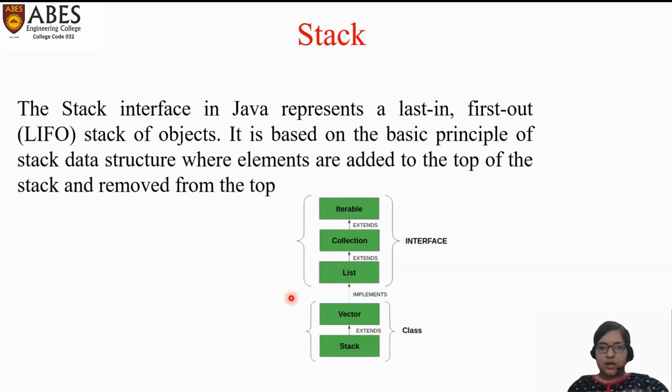here the diagram shows the hierarchy of the Stack class from the Java collection framework diagram. Here, first we have the Iterable interface, then we have the Collection interface, and then we have List. List is extended by the Collection interface, and the Collection interface is extended by the Iterable interface. This is the main interface of our collection framework hierarchy. And here we have the Vector class. This is implemented by the List. The Stack class extends Vector and provides additional functionality, especially for stack operations such as push, pop, peek, empty, and search. And they are the main operations of a Stack class.